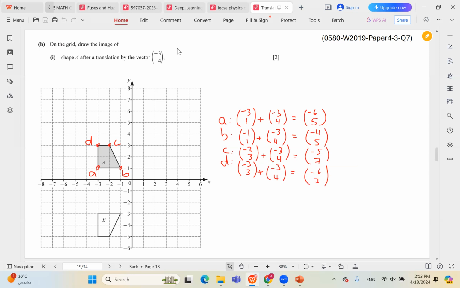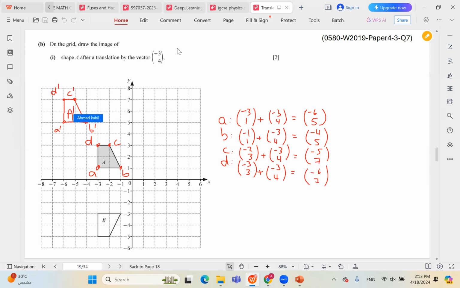So we have -6 and 5. This is there. And then we have -4 and 5. So this is A dash, this is B dash. And then we have -5 and 7. So this would be somewhere here. This is C dash. And then finally, we have -6 and 7. So this would be D dash. And we join them together. And we get the new shape A dash.